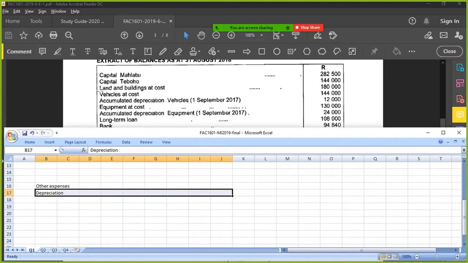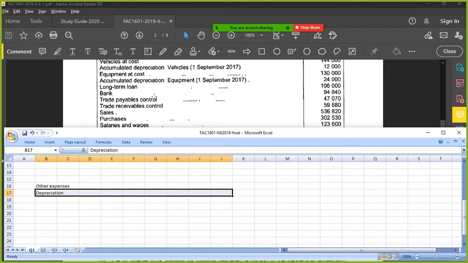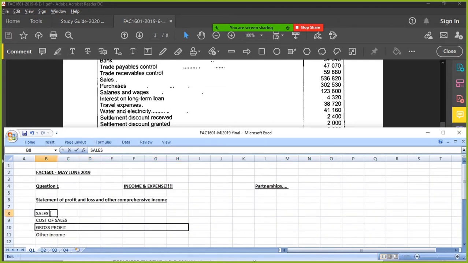So I know I'm going to have to do that for vehicles. I know I'm going to have to do that for equipment. I'm already making a mental note. See, this is just what I'm thinking about when I do an exam paper like this. Long-term loan, financial position. Bank, financial position. Trade payables, financial position. Debtors, financial position. Sales, now we're talking. Something that I actually need that I'm going to get marks for.